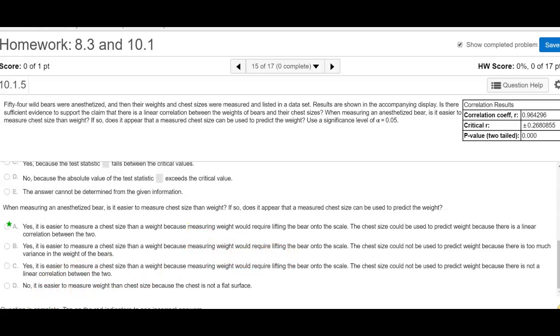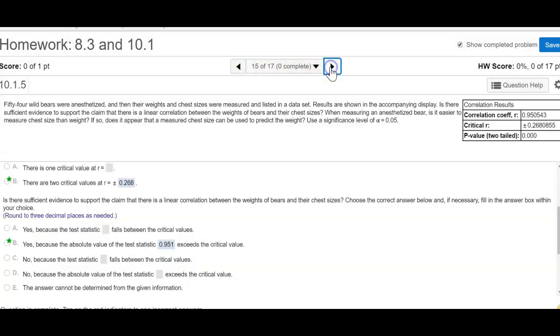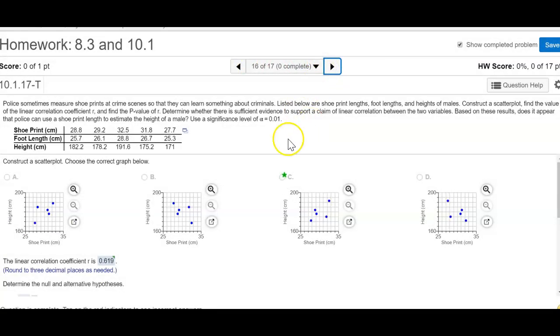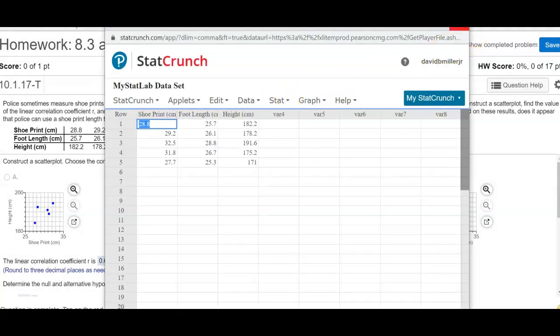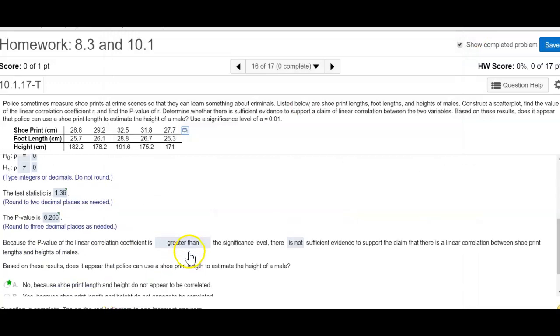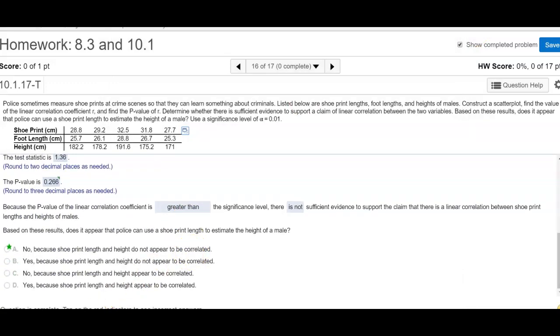All right, I hope this is helpful. It is pretty nice being able to just click these data sets and load them right into StatCrunch and work from there. That really makes these just nice. You just have to click a couple buttons and then do some interpreting. So I hope this helps.